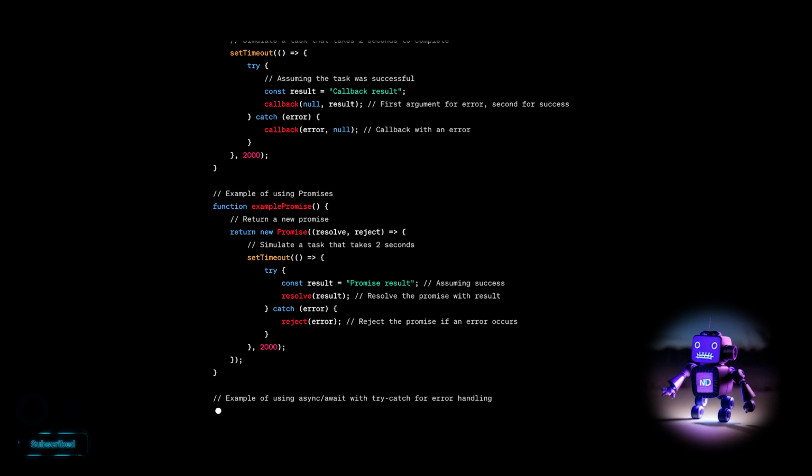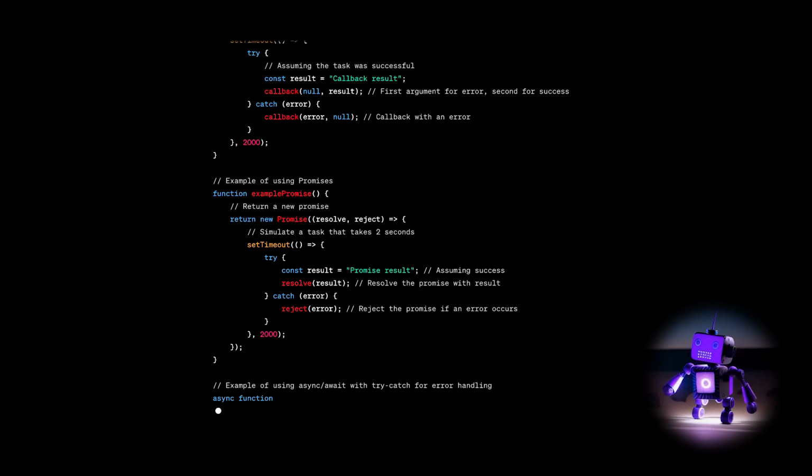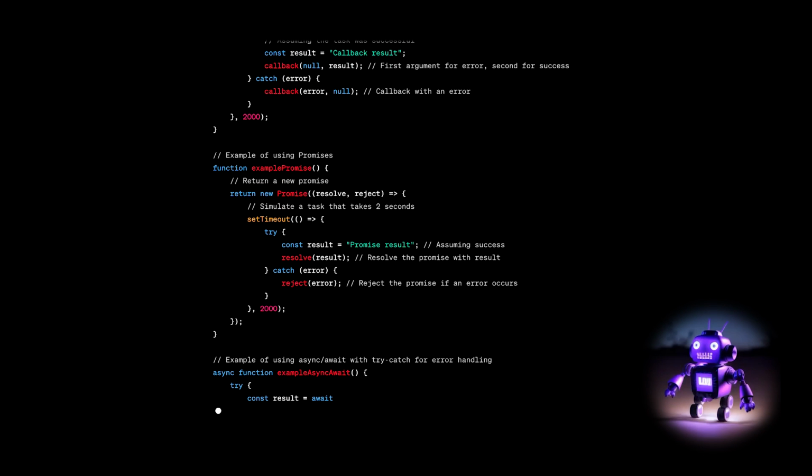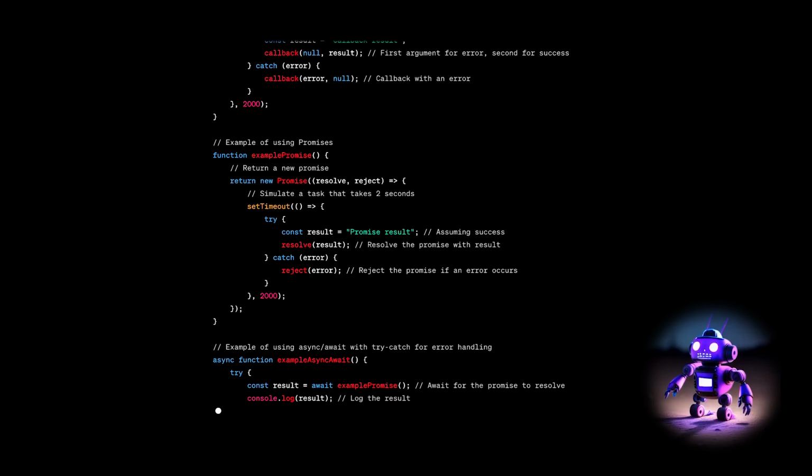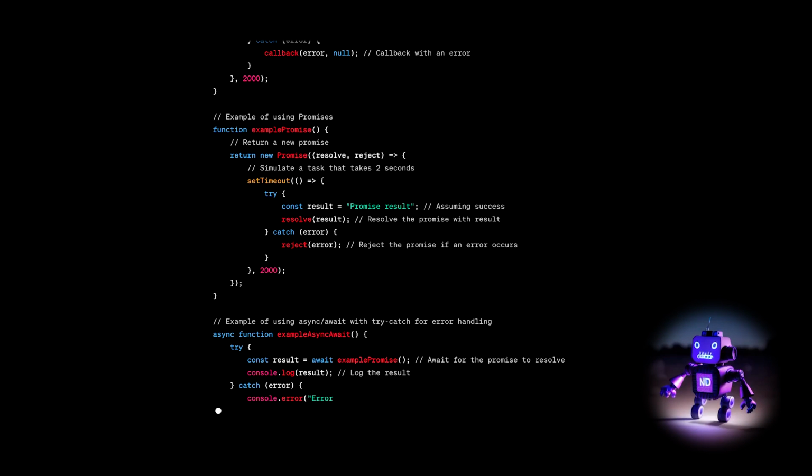Syntactic sugar for promises. The example async await function showcases the async await syntax, which builds on promises, providing a more synchronous-looking way to handle asynchronous code. The async keyword before a function declaration makes it return a promise, and the await keyword can be used inside to pause the function's execution until the promise resolves.